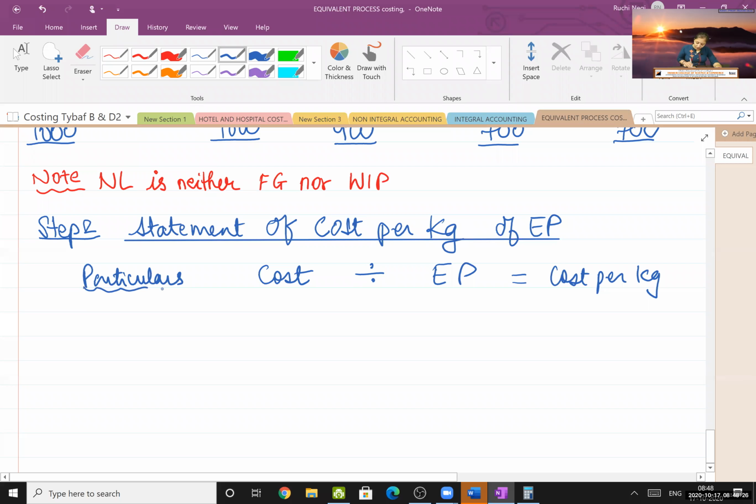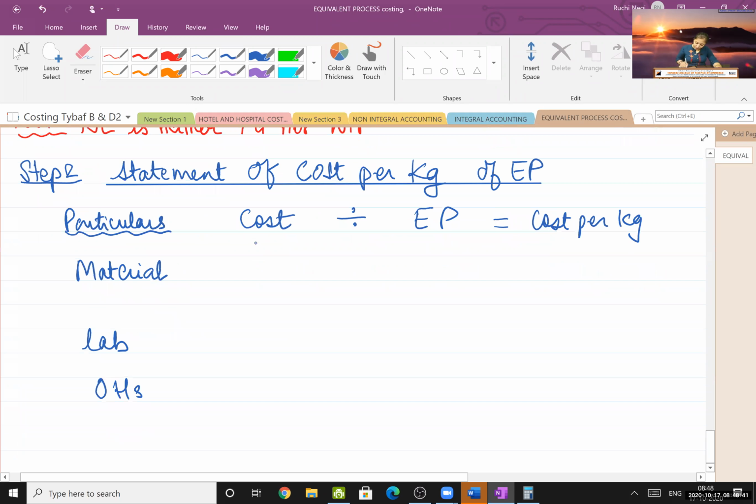So first is material. Okay, next is labor, next is overheads. Okay, now material is how much? 9,000.